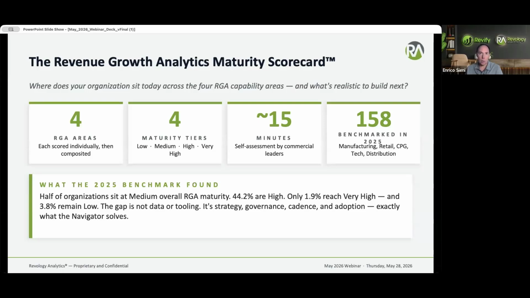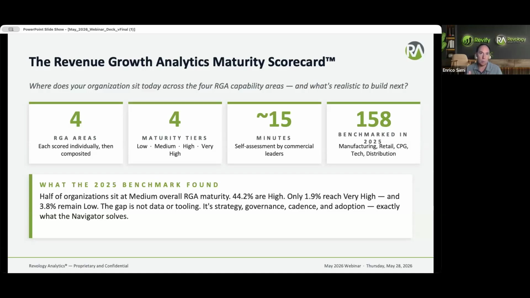So the first is on the scorecard. As Armin mentioned, the scorecard really answers one question: where does your organization sit today across the four capability areas, and what's realistic to build next? Right, so there are four areas, each scored on its own, and then they roll up into one of four tiers. And it takes a commercial leader about 15 minutes to self-assess. So it's a great tool that we recommend all pricing stakeholders and even commercial stakeholders take.